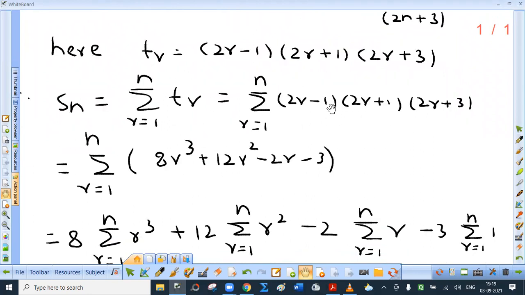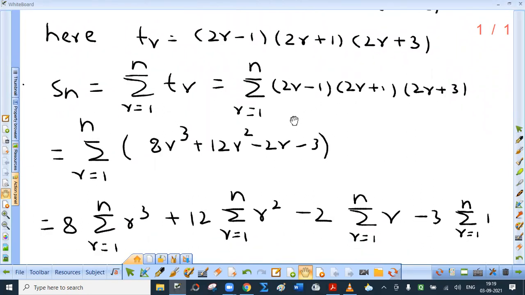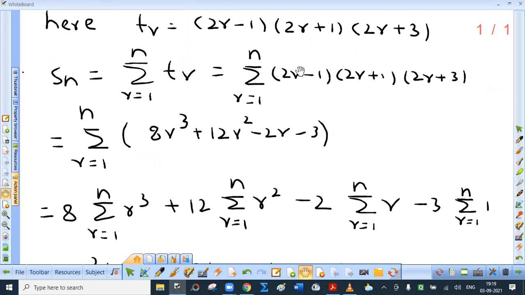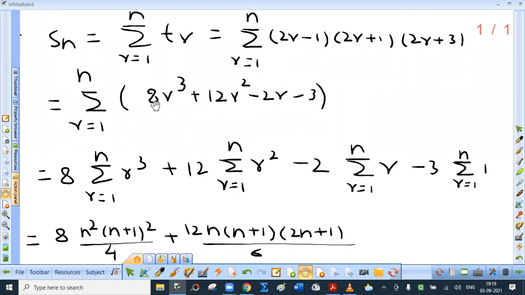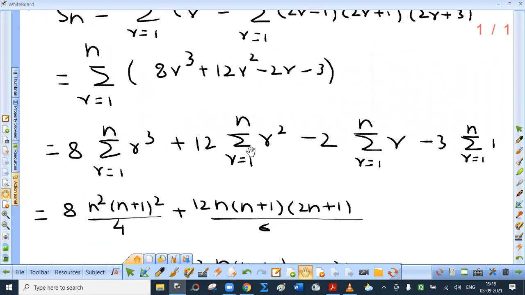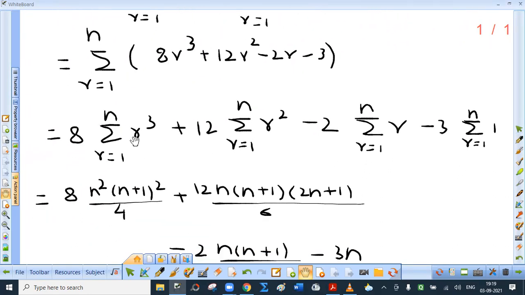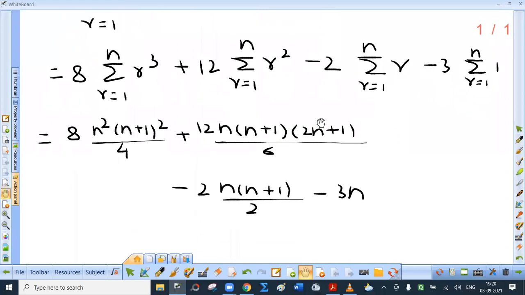r goes from 1 to n. Note that sigma of a product is not the product of sigmas. So first you have to simplify this. 2r minus 1, 2r plus 1 gives 4r square minus 1, into 2r plus 3. You get this. Now use properties of sigma notation. So 8 sigma r cube. Do we know sigma r cube? Yes, we do. Plus 12 sigma r square we know. Minus 2 sigma r we know. And sigma 1 is n.